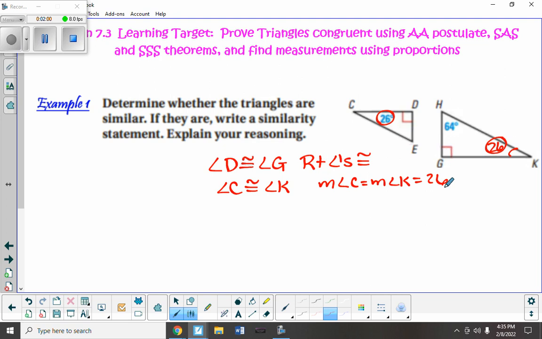And so now we have proven that two sets of angles are congruent, so we can say that triangle CDE is similar to triangle KJH because of the AA similarity postulate. And you can just write AA sim like that. And now you also could have found angle E, which is 64, and said that angle E and H are congruent. You could have used that one instead. You just need to give two sets of angles.